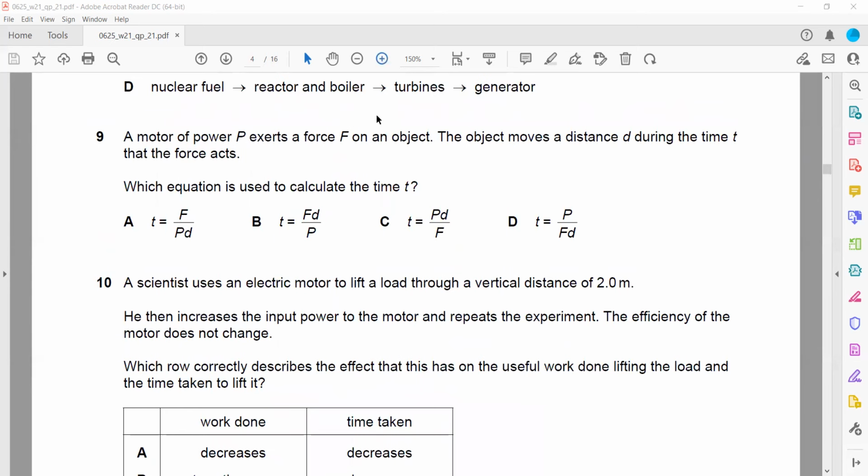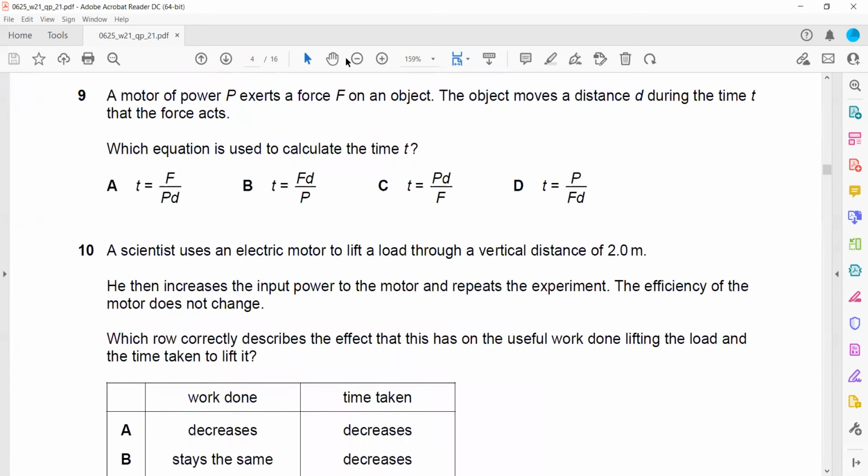In question 9, a motor of power P exerts a force F on the object. The object moves a distance D and the time that the force acts is T. Which equation could be used to calculate the time? So first, what is power? Power is work divided by time, or energy divided by time. And what about work? Work is force times distance. So power will be equal to force times distance divided by time.